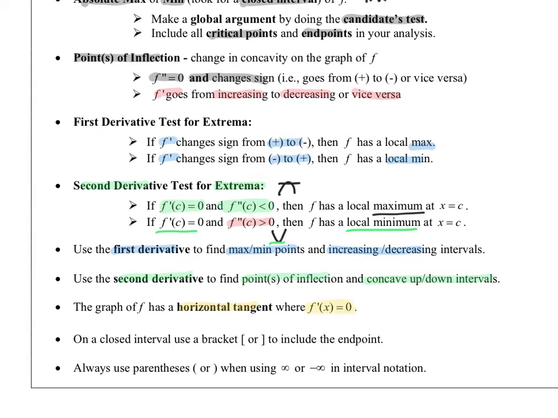The last 2 points are just helping you out with when to use brackets and when to use parentheses. If you have a closed interval that you're finding the maxes and mins, you'll want to use brackets, these squared off brackets, so that you're including the endpoint in your interval. Whenever you have an interval that has an infinity or negative infinity, you'll want to pair that with a parenthesis.